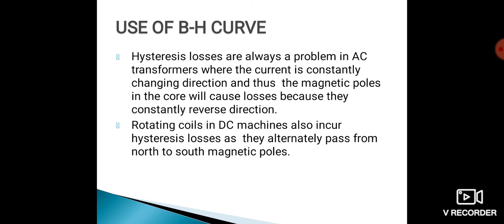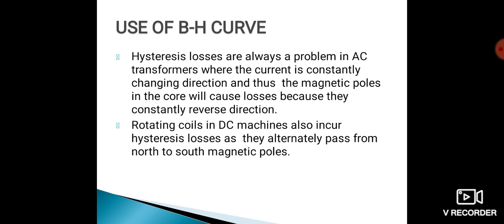Now, hysteresis losses are always a problem in AC transformers, where the current is constantly changing direction, and thus the magnetic poles in the core cause a loss because they constantly reverse their direction. That means, in the case of an AC signal, the magnetic poles get continuously changed, and as the magnetic poles continuously change, the losses in the magnetic circuit increase.